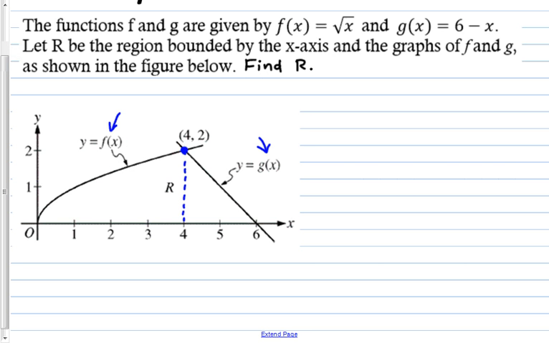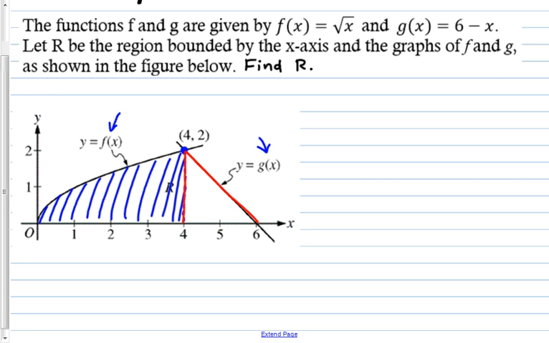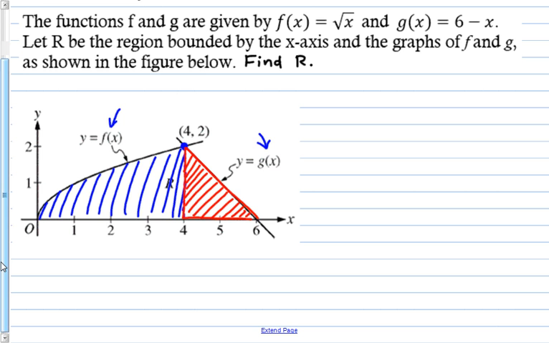That'll be my partition, because f of x takes care of all this area. The graph of f of x is all of this area, up to 4. After 4, the equation I'm going to need to find the area is the equation of g of x. Okay, that equation will help me find this area. So, the way you would write this is this. It'd be like, okay, from 0 to 4, I'm going to find the area of f of x, and f of x is the square root of x. And then whatever area I get from there, I'm going to add it to the area I get when I integrate g of x. And that's going to be from 4 to 6.